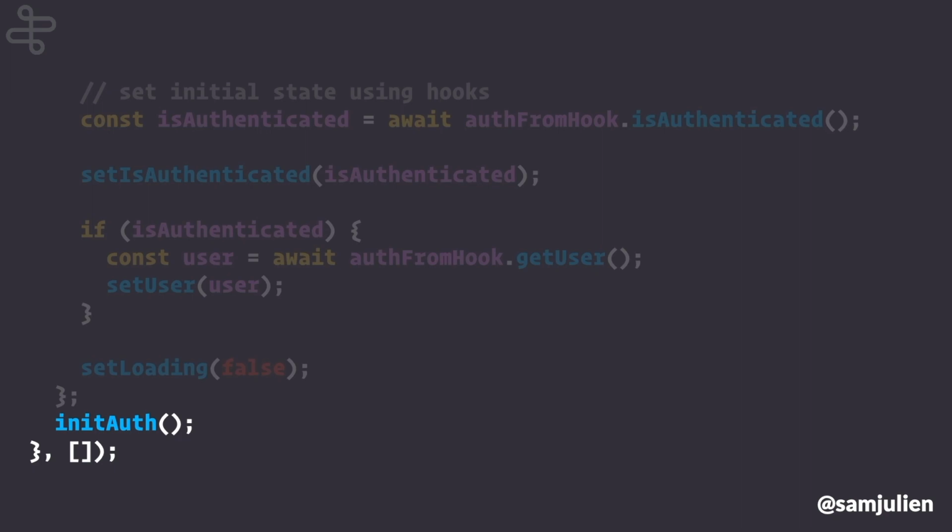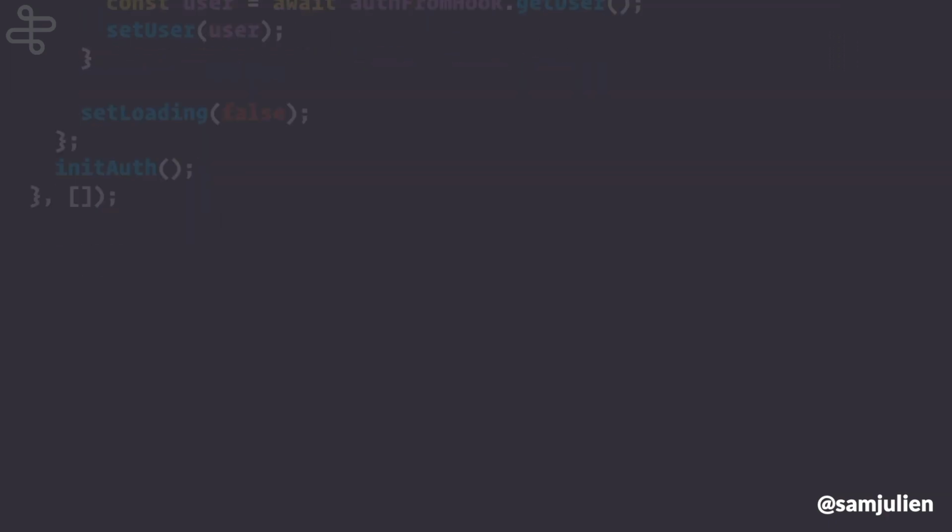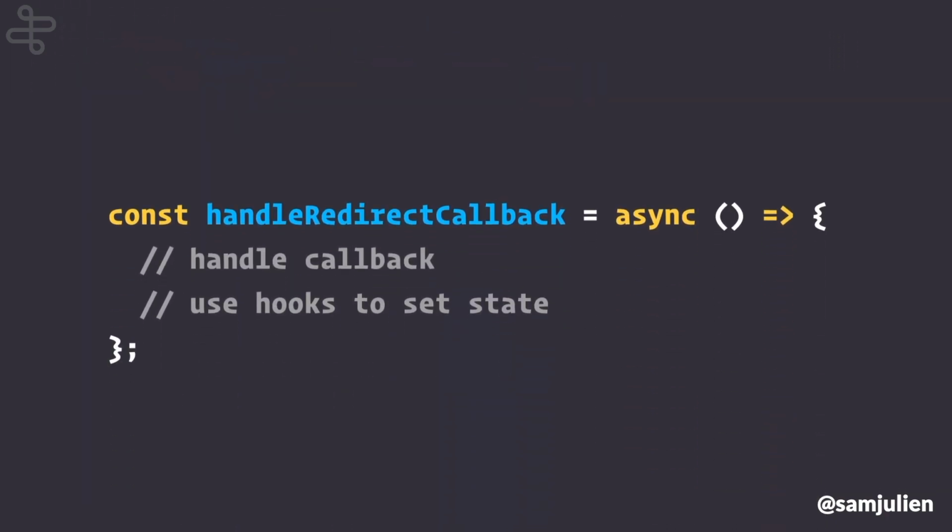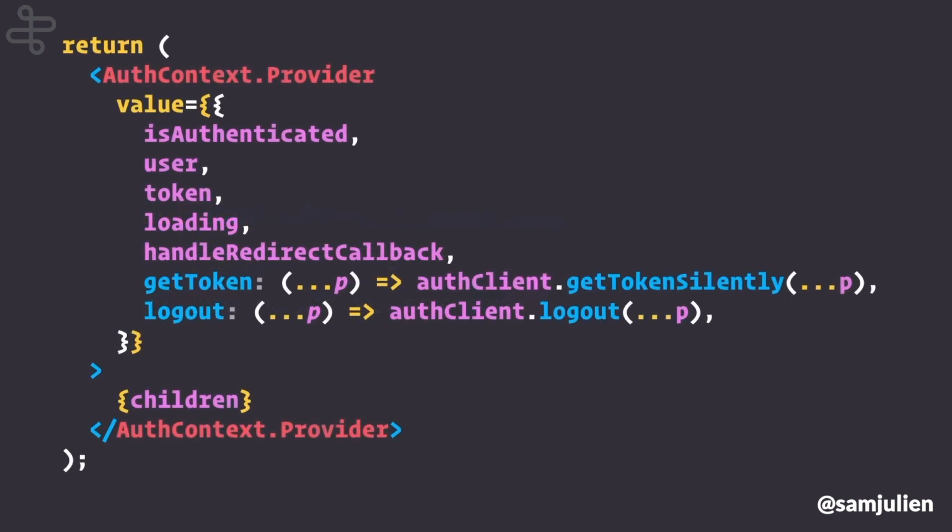So after the useEffect, we would start to define any of the methods that we need in this auth utility that aren't provided to us by the auth SDK. So, for example, we might have a handleRedirectCallback function like you see here, and inside of that we need to do things to handle the callback and then use all of the hooks that we've created to set up the state of the application. Once we've defined all those functions, then it's time to return our provider for the auth context.